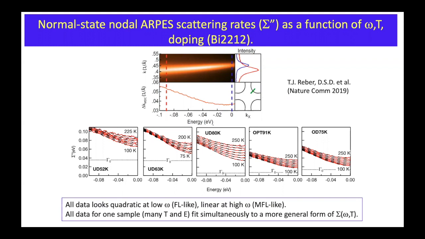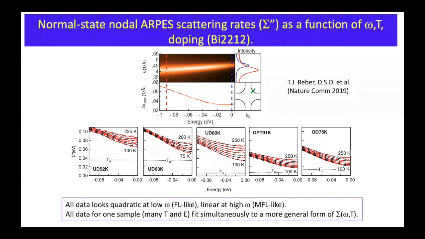And so the measurements here were just taking many cuts, and we're looking at the widths of these, delta k of these MDCs, in inverse angstroms. You can see it's sharper here, broader here. You might think it looks linear here and looks quadratic here. I want to say that's not really the proper way to look at the data.